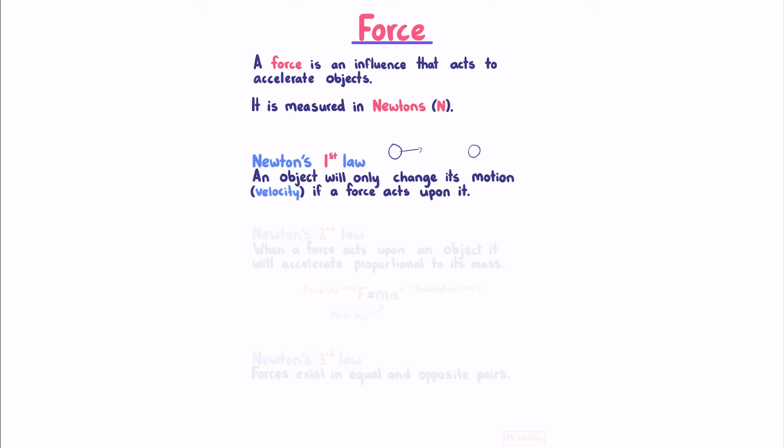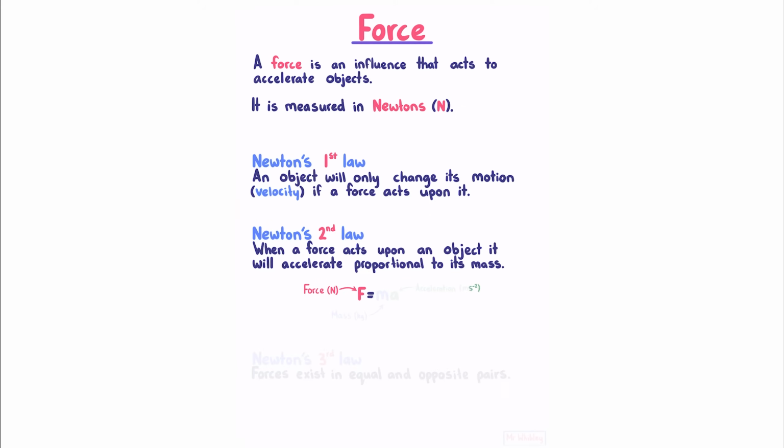The reason the ball eventually stops moving is because the force of friction acts upon it, changing its motion once again from moving to stationary. In summary, any time the velocity of the ball changes, it is due to a force acting upon it. Newton's second law states that when a force acts upon an object, it will accelerate proportional to its mass, so that when we apply a force to an object, that object is going to accelerate at a rate depending on its mass. For the same amount of force, an increase in mass is going to see a decrease in acceleration.